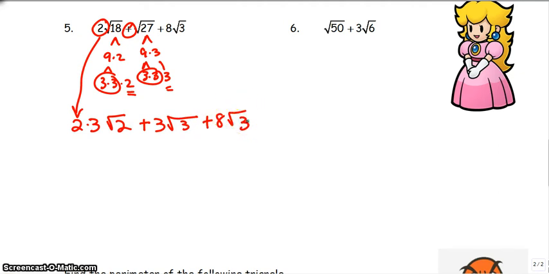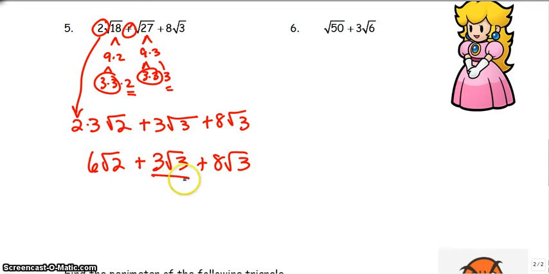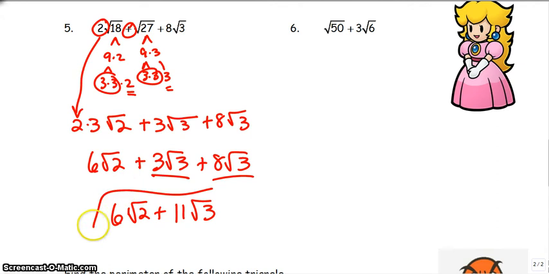8 root 3. Notice how each of these, even though I had to simplify the first two, simplified much further than what we thought. 2 times 3 is 6 root 2s, plus 3 root 3s, plus 8 root 3s. Oh, I'm not done yet. There are 2 of these that I can combine. Look, I have a 3 root 3 and an 8 root 3. That can combine to be an 11 root 3. This 6 root 2 has no friends, no partners, so I keep it by itself. The root 2 and the root 3 are different, so I cannot combine them.